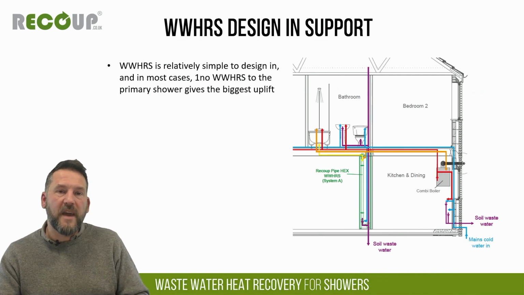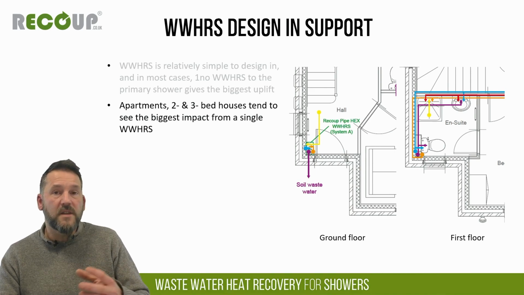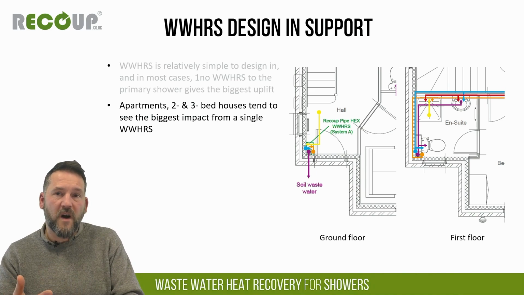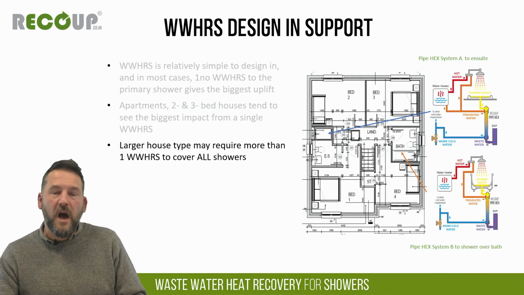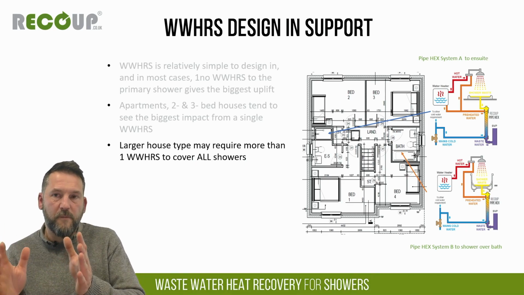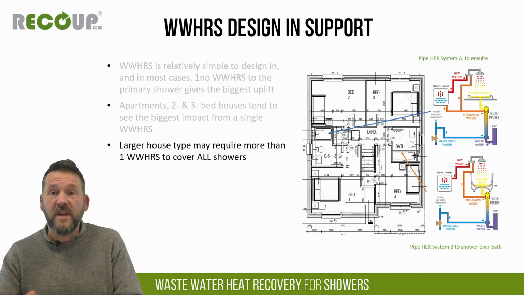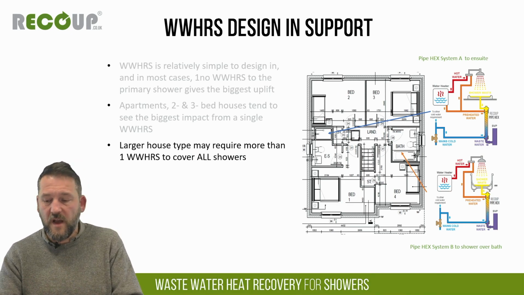But essentially, in most cases, a single wastewater heat recovery unit installed as System A to the master ensuite is going to give the biggest impact in SAP, and certainly probably the most cost-effective option for you. The sweet spot certainly is for apartments, 2 and 3 bedroom homes with probably 1 or 2 showers. It really does have a very big impact in your SAP score. But obviously for bigger homes where maybe there's more showers, as I've said, primary pipe hex installed as System A, any secondary showers, pipe hex installed as System B, or potentially an easy fit if you shower over bath, but usually the hex is going to still work in most house types.